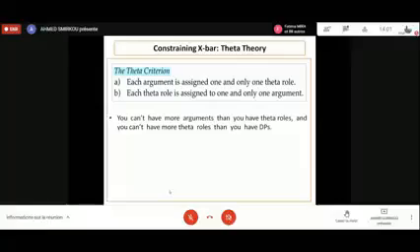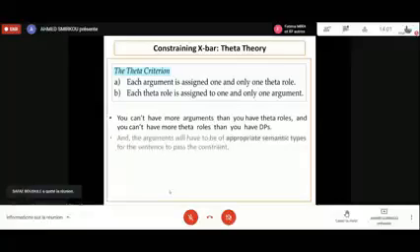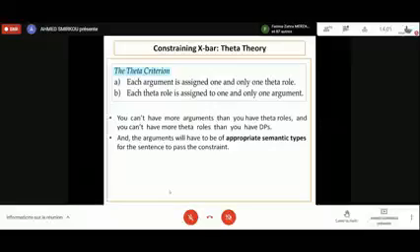When we talk about arguments, we talk about DPs. And the arguments will have to be of appropriate semantic type. Don't say, for example, "the comb hates" or "the rock killed," etc. There must be appropriate semantic types for the sentence to pass the constraint.